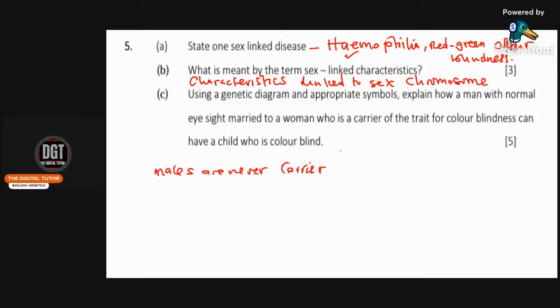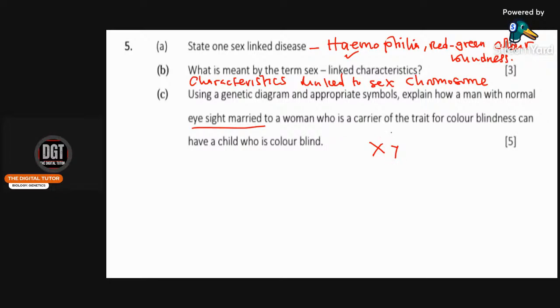Here they are saying, using a genetic diagram and appropriate symbols, explain how a man with normal eyesight. For a man, the chromosomes are X and Y. Since this is red-green color blindness, let us use R for normal. So I'm going to put R here for normal. So this is the allele for what?